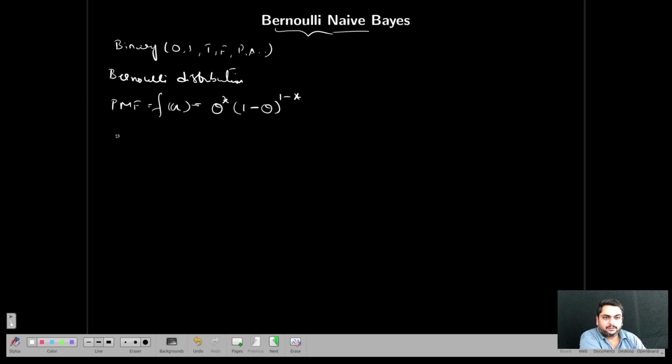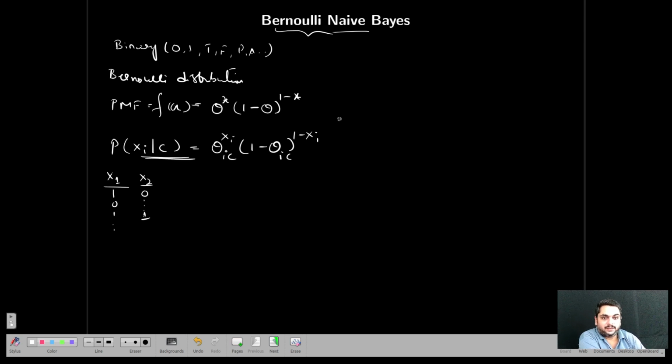So in our Naive Bayes, how will you apply it? Probability of xi given some class C is equal to theta, that is theta ic, to the power xi, into 1 minus theta ic, to the power 1 minus xi. What can this xi take? The features, for example x1 or x2. x1 can take a set of zeros or ones like this, only binary values. x2 can take 0 or 1 like this. So this is how you calculate your likelihood.